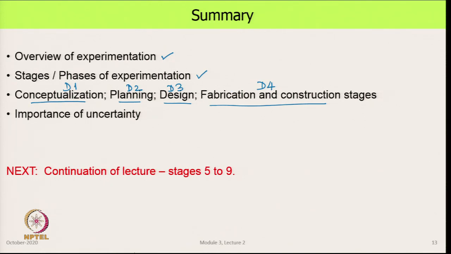And in each phase we knew what we started with, what we ended with. We had very clear, distinct outcomes for each phase that we have. And in doing so, while we saw what was being done in each phase, we also saw what was the importance of uncertainty in those phases. So, we will conclude this lecture here and continue with stages 5 to 9 in the next lecture.